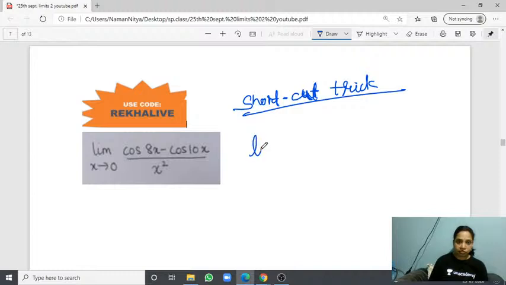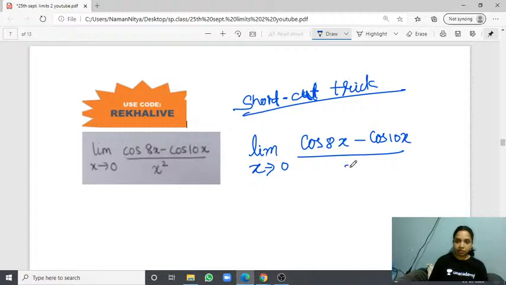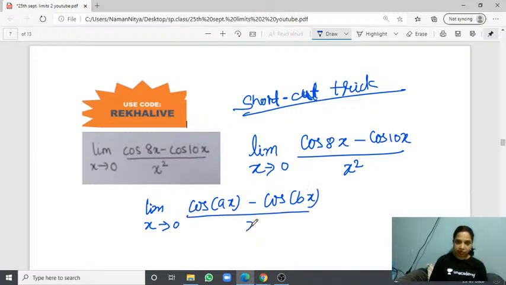So this is the question. Here we are supposed to calculate limit x tends to 0 of cos 8x minus cos 10x divided by x square. You will say, ma'am, we don't need any shortcut, I'll just apply L'Hospital's rule and I'll get the answer. Okay, that you can also do. But what I wanted to discuss is, in general, if you have limit x tends to 0 of cos ax minus cos bx divided by x square, then the answer is directly (b square minus a square) by 2.